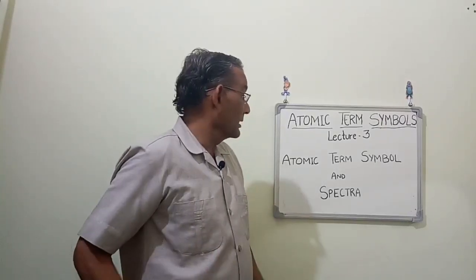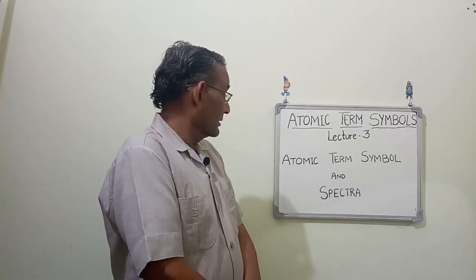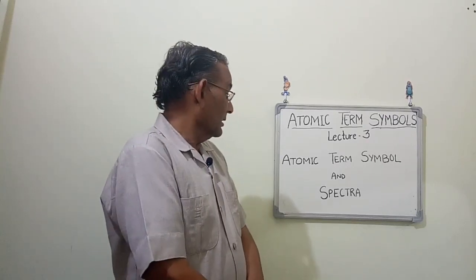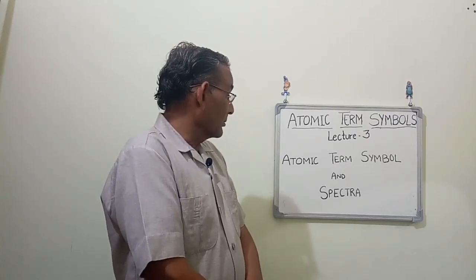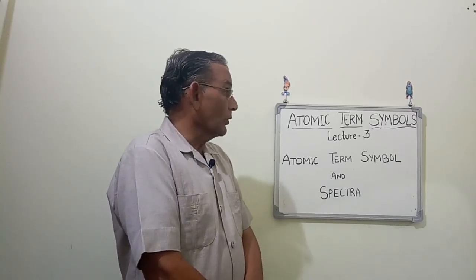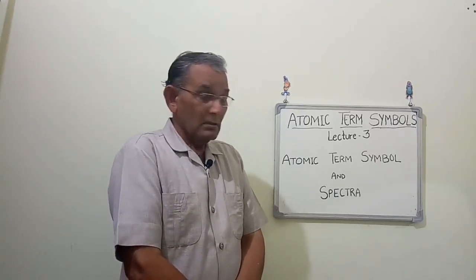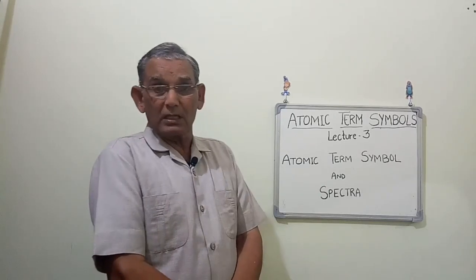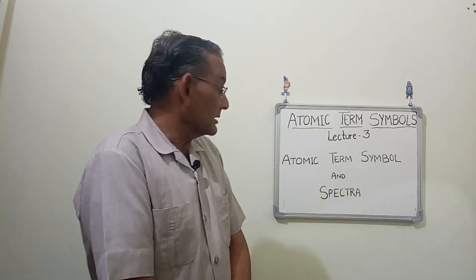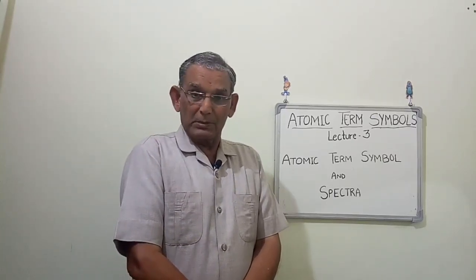Hello, today this is the third lecture on atomic term symbol. This lecture is on atomic term symbol and spectra. In this lecture, we will discuss the atomic spectra, especially the sodium spectra in excited state, and we will determine why the two lines are obtained in atomic sodium spectra. Further, in this lecture we will discuss some selection rules for the atomic spectra.